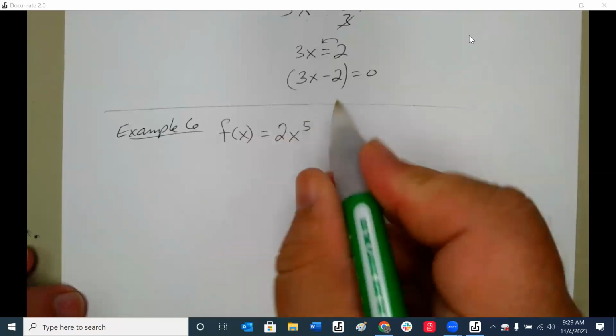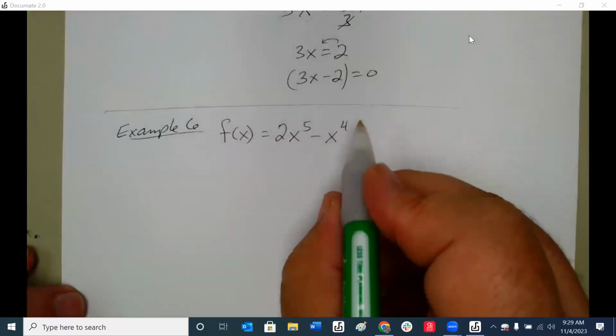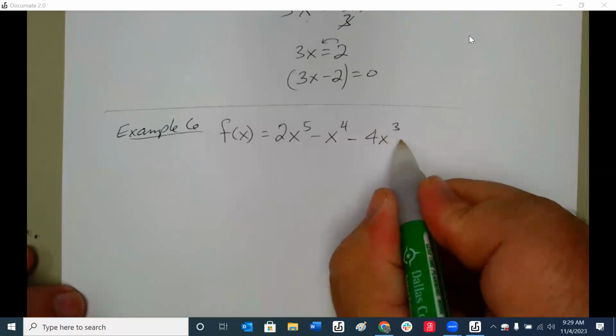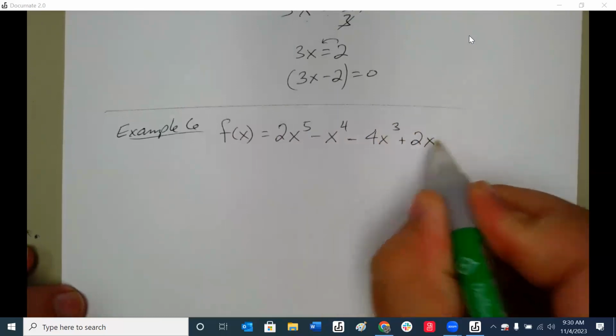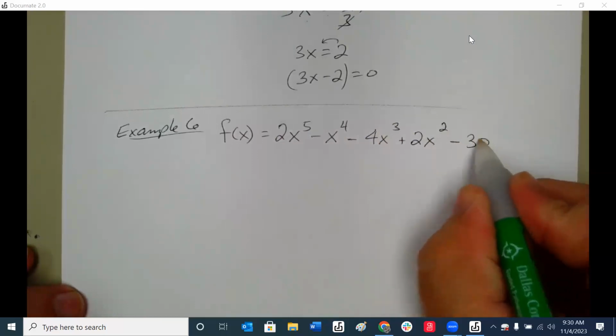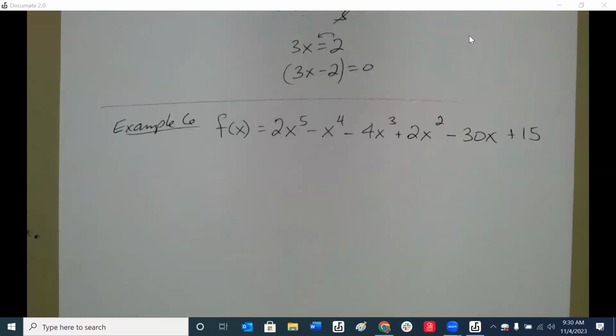Two x to the 5th minus x to the 4th minus 4x cubed plus 2x squared minus 30x plus 15. So what's our first step?